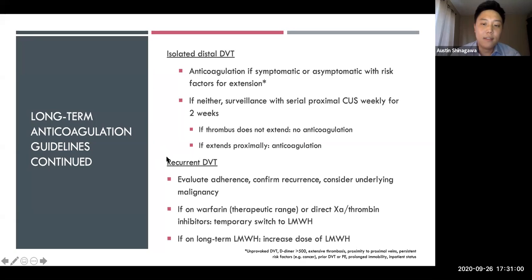For recurrent DVTs, you want to evaluate the patient's adherence to their medications, and you can do this with an INR for warfarin, or ask the patient for other drugs where you can't measure their adherence. You want to make sure that this is an actual recurrence of DVT and not just extension of the DVT they had before. And then you also want to consider an underlying malignancy. If they keep having DVTs, they might be hypercoagulable because of cancer. If they're on warfarin or a direct 10A or thrombin inhibitor, what's recommended is a temporary switch to Lovenox. And if they're on long-term Lovenox already, increasing the dose of Lovenox.